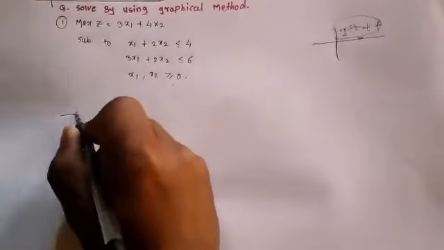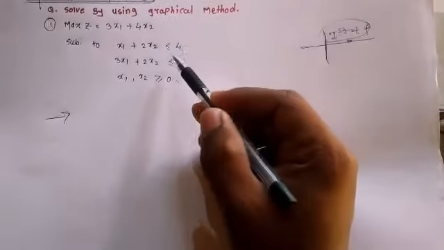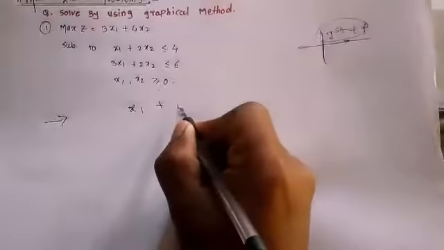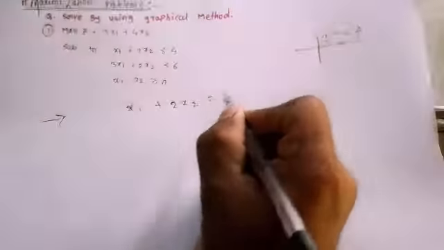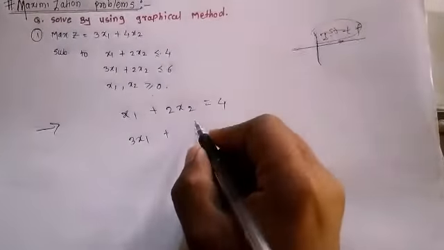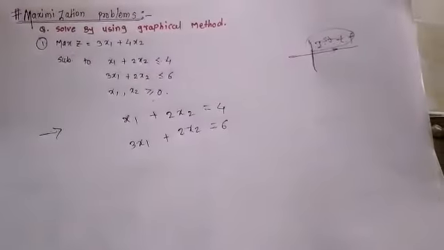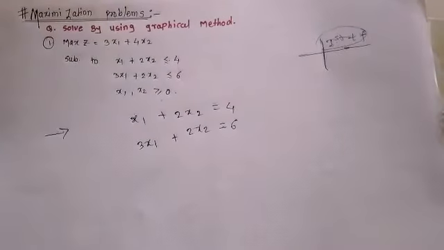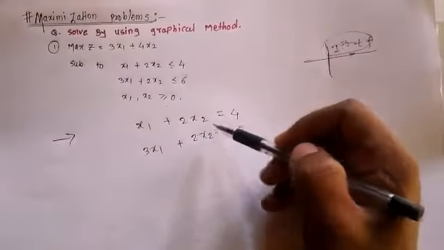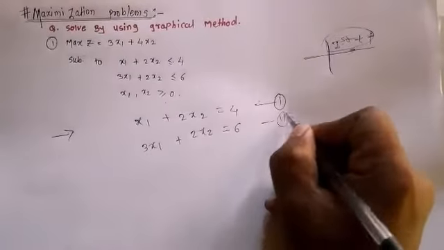So what next? First write the given constraints and change the inequality signs to equal signs. Just change this sign to an equal sign. And there is a very simple way to find the coordinates. There is no need to make a table or anything. We just write down the condition as it is, changing the inequality sign to an equal sign.